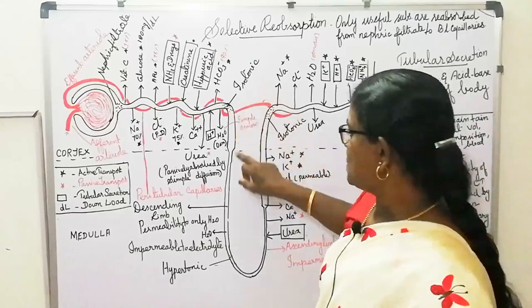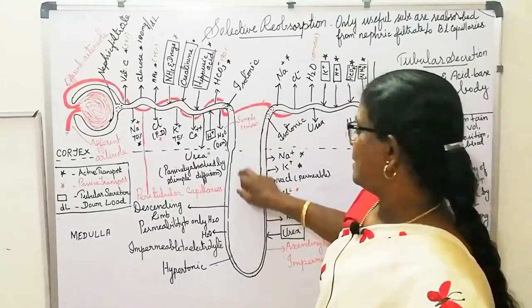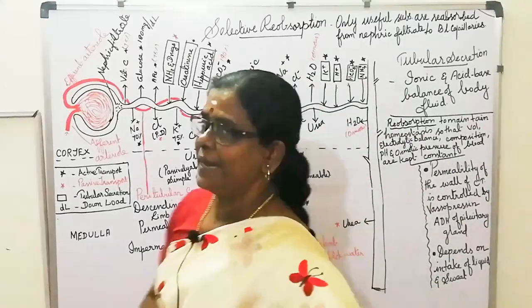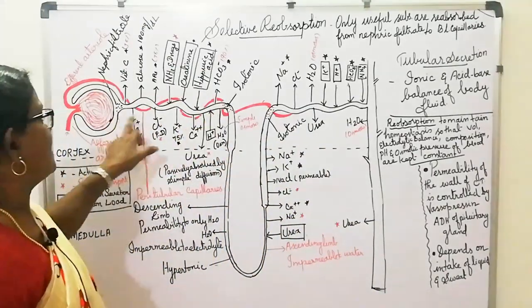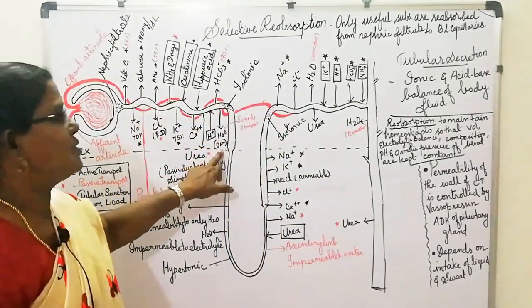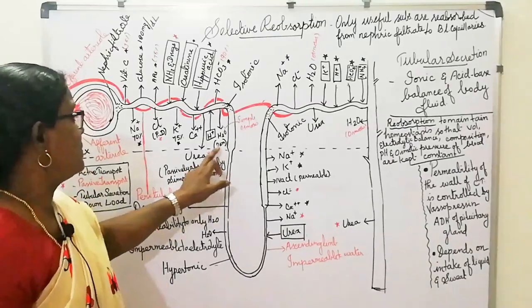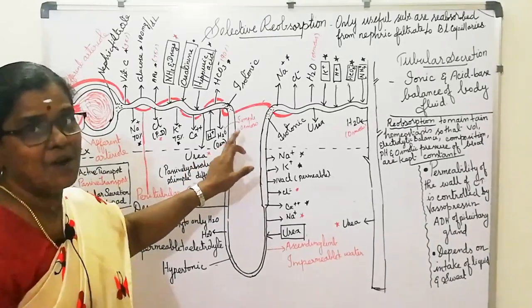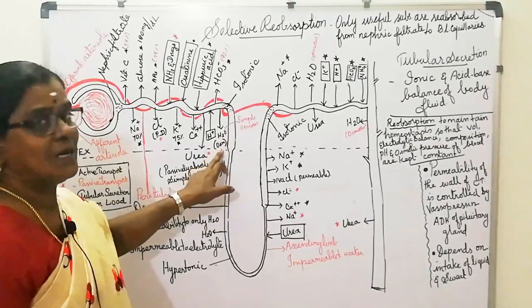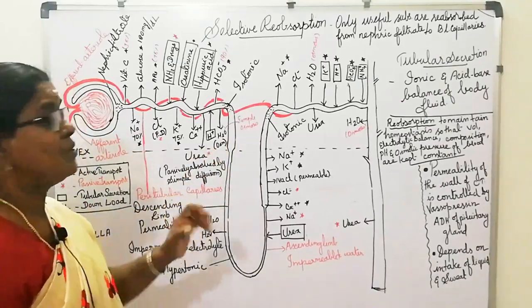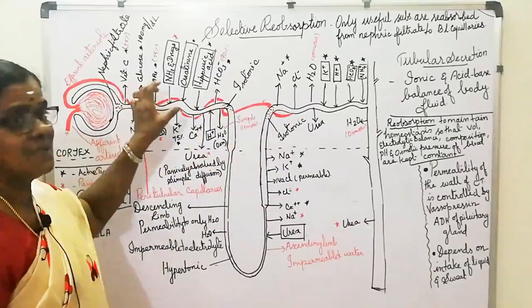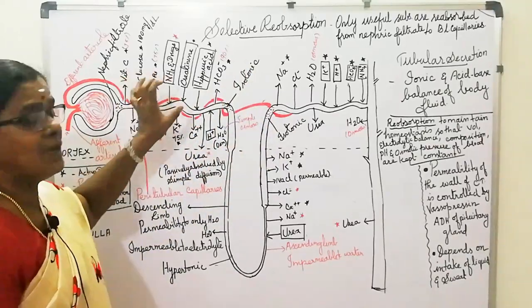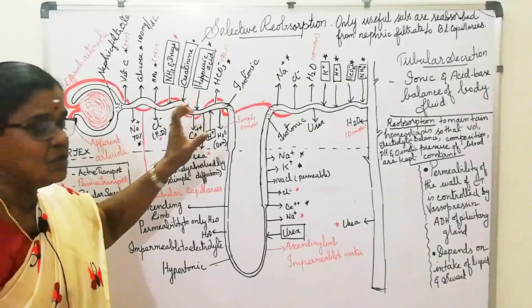Then it passes through the descending limb of the Henle loop. In the proximal convoluted tubule, water is also reabsorbed by the simple osmosis process. You can see I have given stars in different places. Some substances are written in a rectangle.